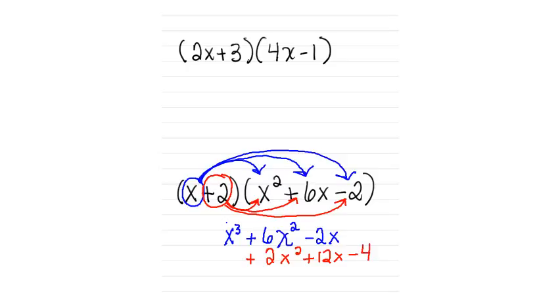And now I'm just going to combine our like terms, add them together for a result of x to the power 3, 6 plus 2, 8, x to the power 2. When we add and subtract, the powers don't change, just the coefficient. Negative 2 plus 12 is going to give me a positive 10x and a negative 4. Distribute, then combine like terms.